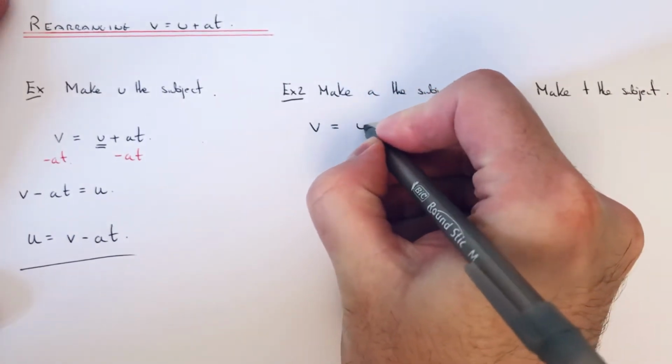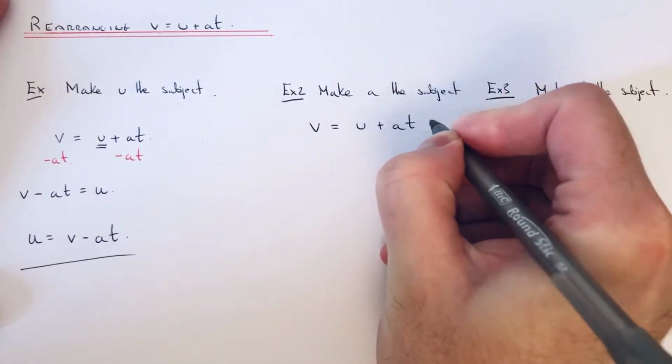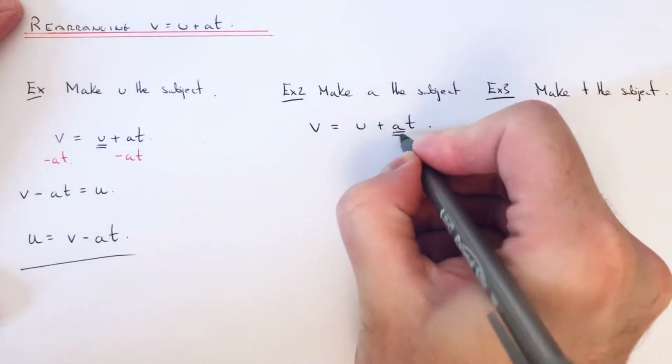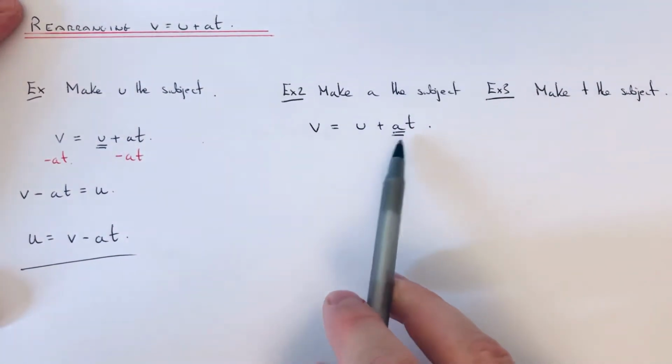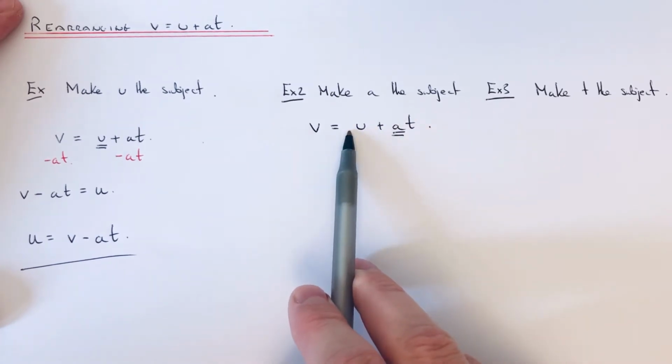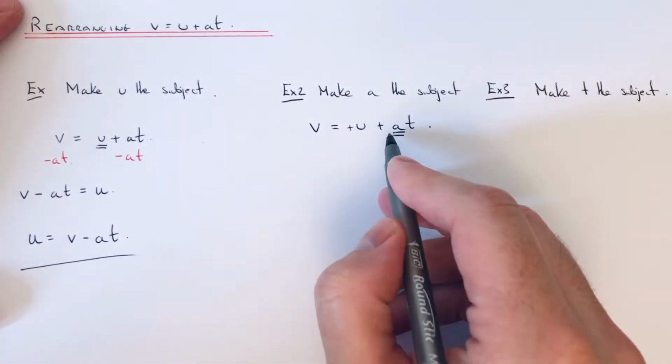This time, let's just copy our formula down first of all. So this time we're making A the subject. So if we look at what's happening to A on the right hand side, first of all it's been multiplied by T, and then we're adding on U. This is plus U here.